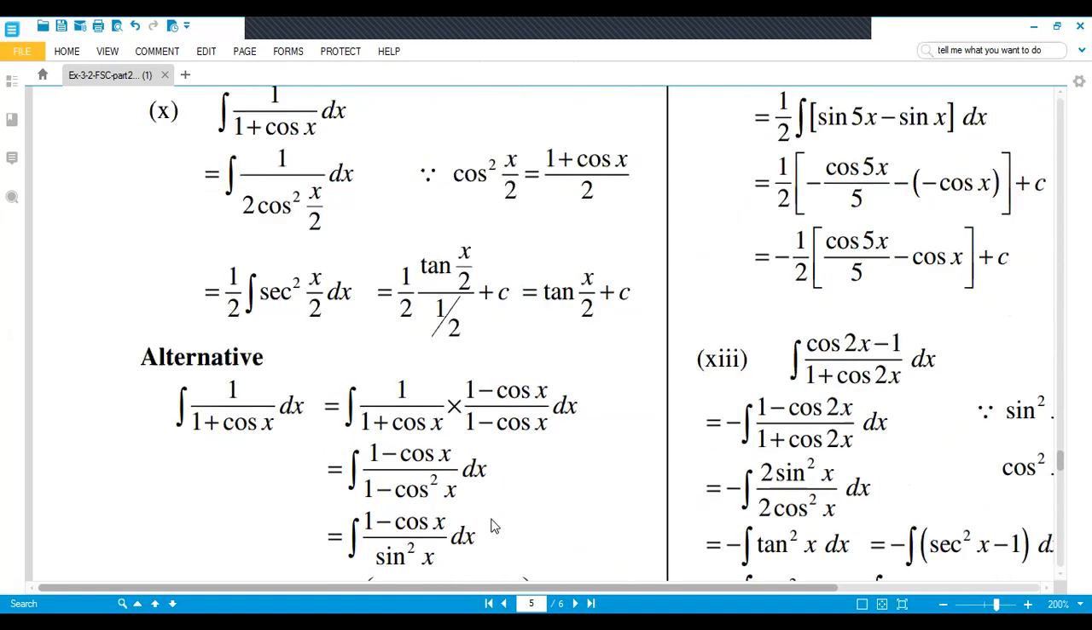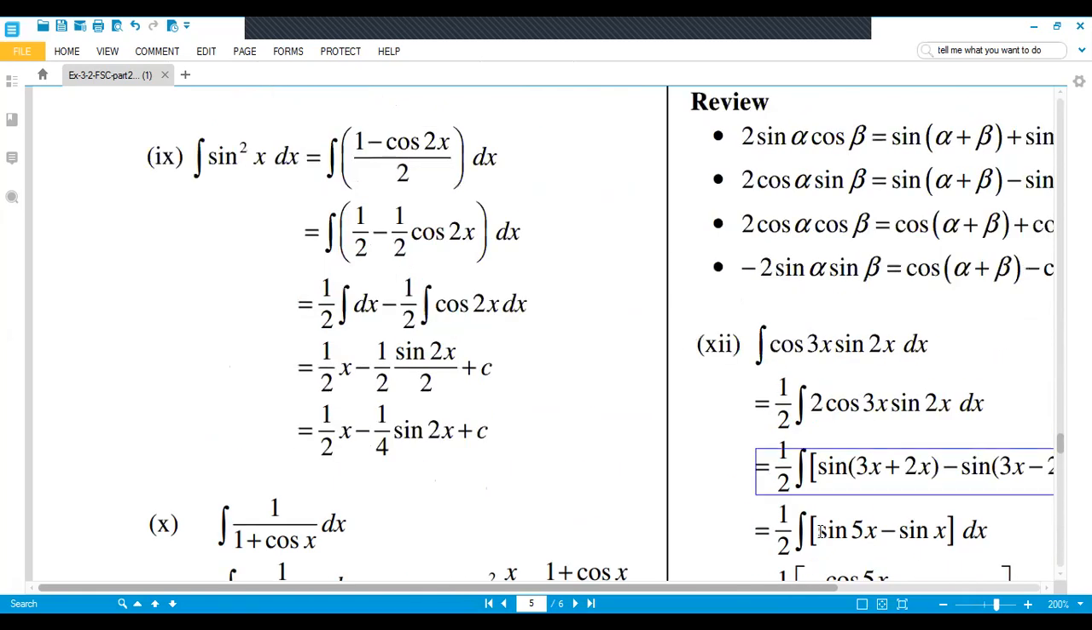You can do this question in both ways. If you know this identity, use it. If you don't know the identity, then what will you do? Then you do it by rationalization. Now come to the next part, the 11th part.